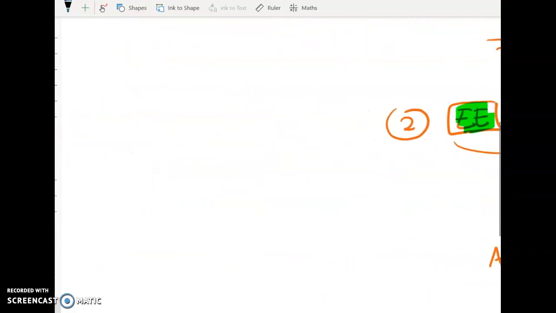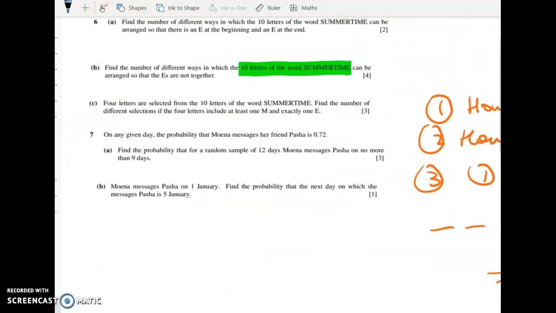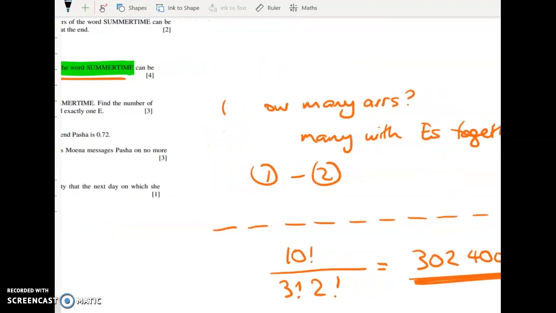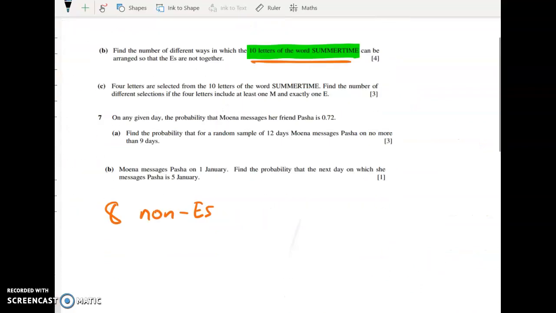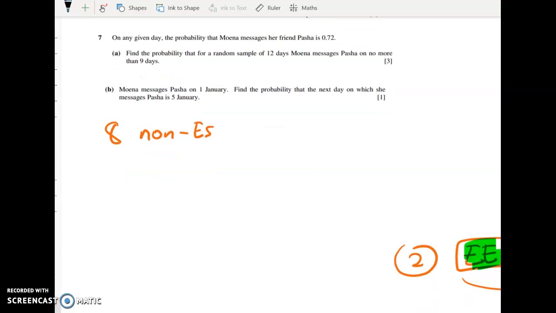The second way is to actually answer the question directly instead of by using the complement. We've got 10 letters that we have to place, right? And we want the E's not to be together. So we've got 8 non-E's. So let's place those out in a line and think about how many ways to choose those. And then we're going to shove in the 2 E's. So the 8 non-E's are going to go like this. 1, 2, 3, 4, 5, 6, 7, 8.